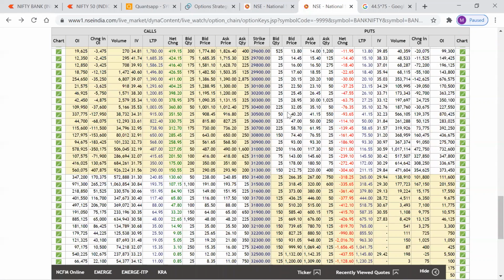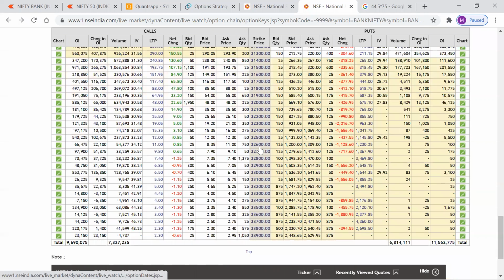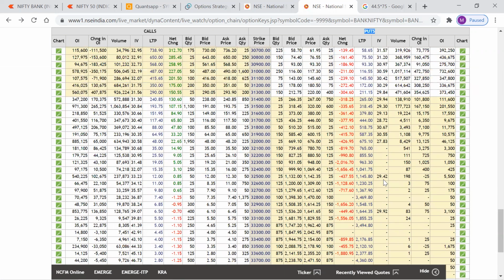Imagine that you have selected the 30,800 put, which belongs to the white area. If it's white area, it's out of the money. So 30,800 put is out of the money. Imagine you have selected the 32,600 put. This is put, and you have selected 32,600, which belongs to the yellow area. If it belongs to the yellow area, then that is an in the money strike.